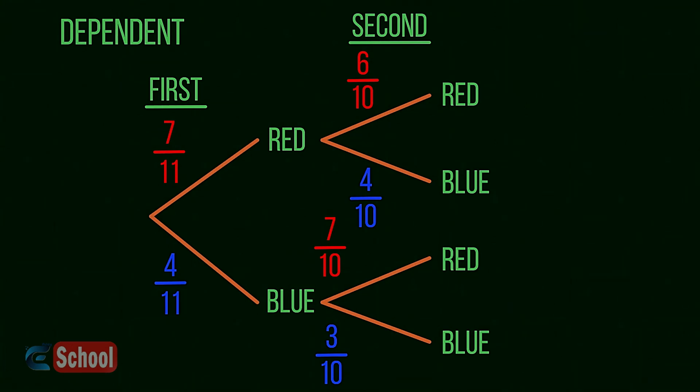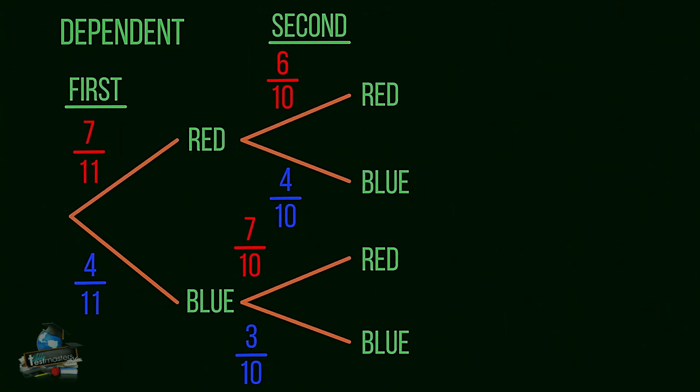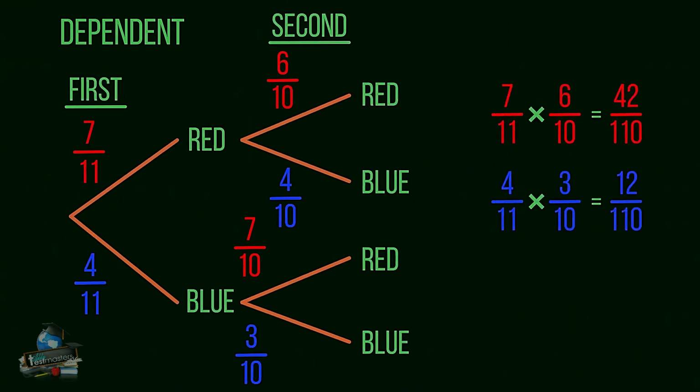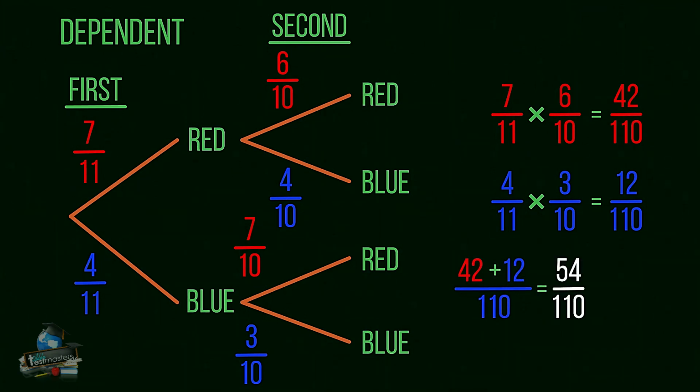And now we need to look at which of our outcomes work for our question. We need two colours the same, so we want the probabilities for red red and blue blue. We use the AND rule to find these values, multiplying them together. We then need our OR rule, because either red red or blue blue will work for us. Adding these values, we get 54 over 110, which we can simplify to 27 over 55. This is our final answer.